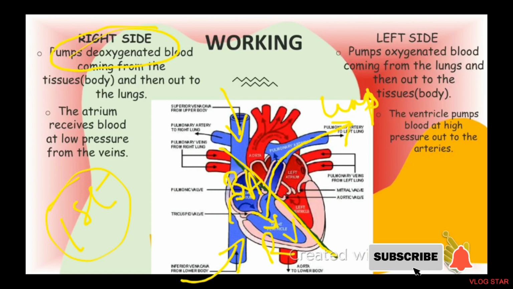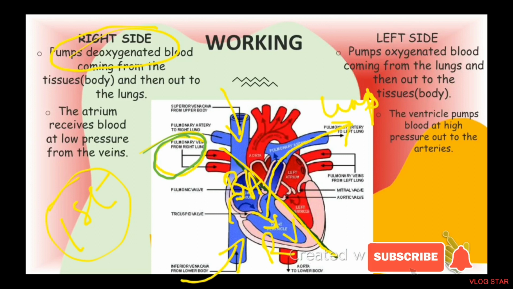Now, who will bring the blood back to the heart? It is going to be the pulmonary veins. So if you see here, it is going to be the pulmonary veins. So veins normally carry deoxygenated blood, but this pulmonary vein is going to carry the oxygenated blood and bring it back to the heart. Now where is this blood going to be first received? It is going to be first received at the left atrium.